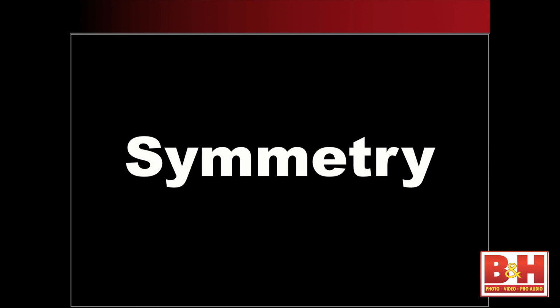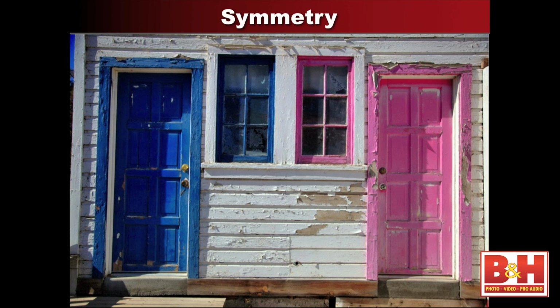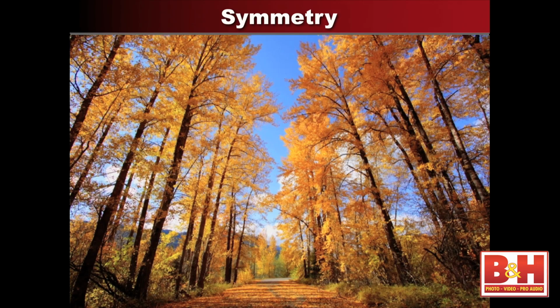That's not to be confused with symmetry. Okay, I'm using two elements, but symmetry is a little bit different. Symmetry is where we have things that are equal on both sides. So we've got a door on the left, a door on the right. Of course, they're different colors, but we saw this shot before. This is with the 10 to 22, equal amount on each side.